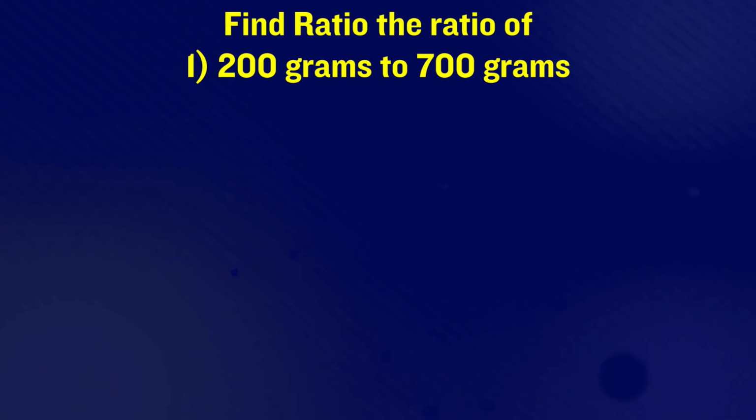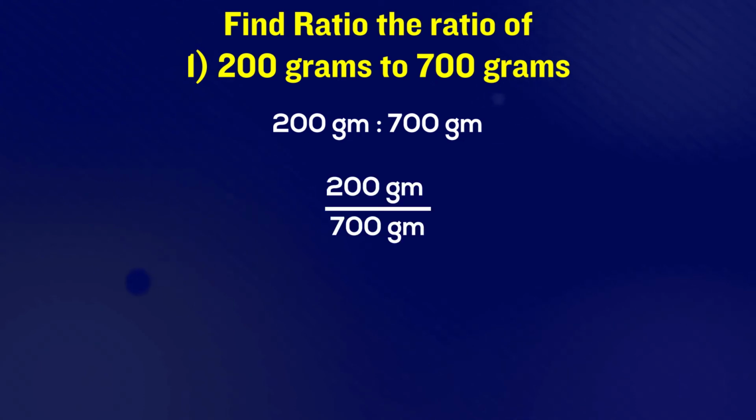Now that we've covered so much about ratios, solving an example would be a piece of cake for you. Here, we have to find the ratio of 200 grams to 700 grams. The first step is to write it mathematically by putting a colon between the 2 quantities, then as a fraction. Once that is done, we can simplify.